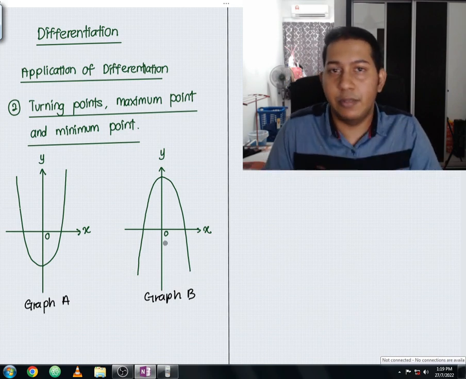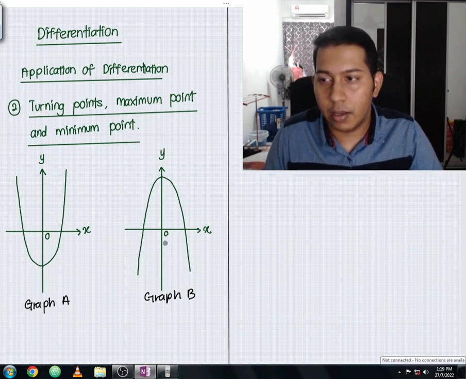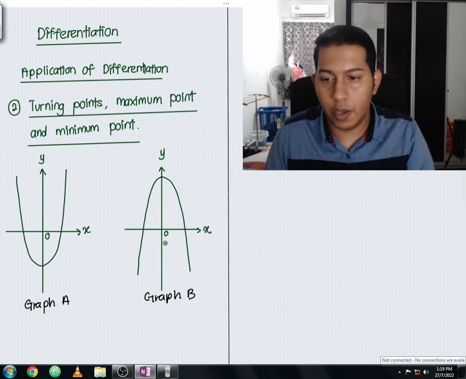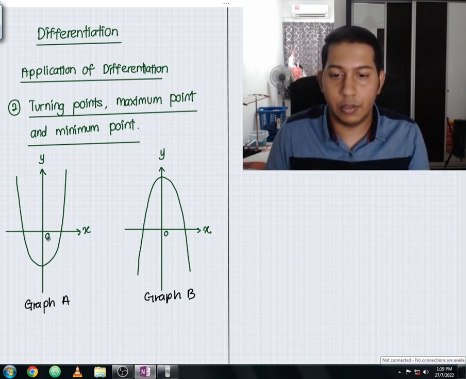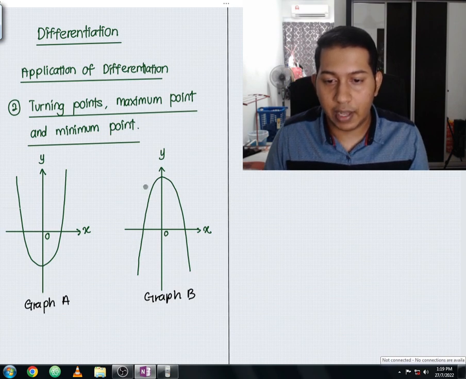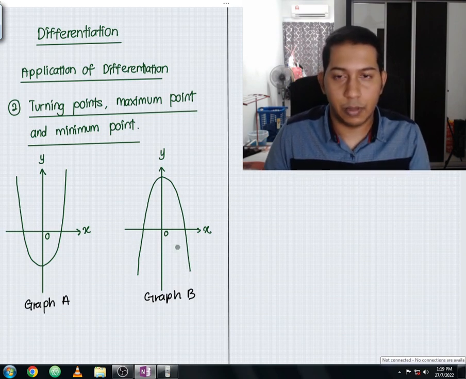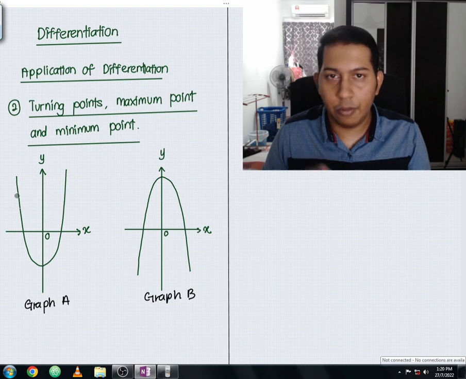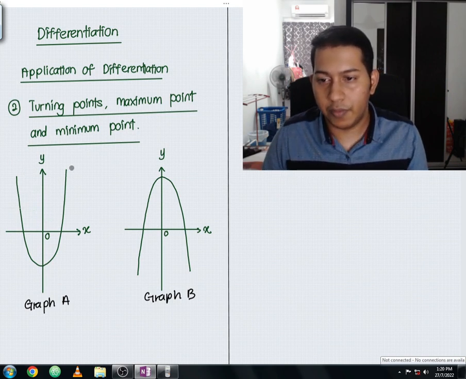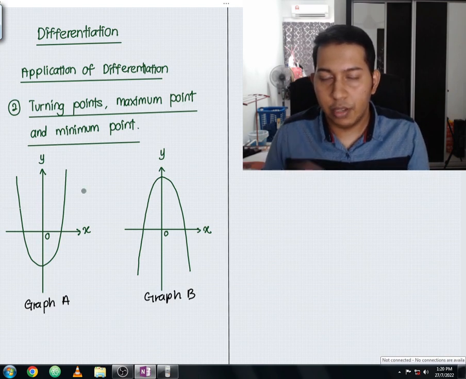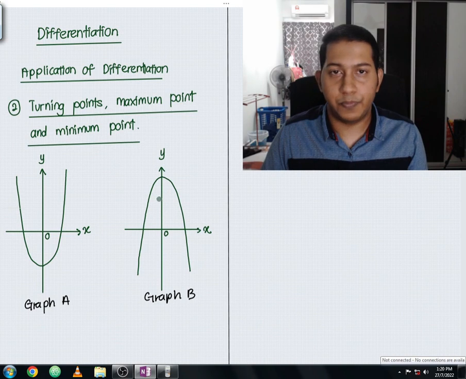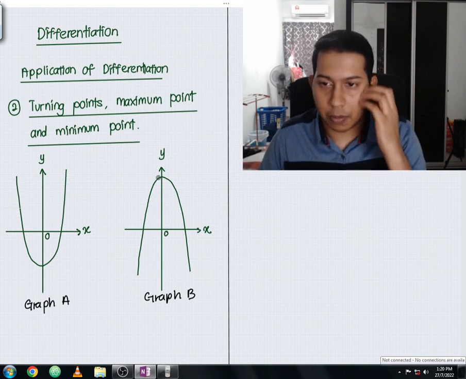The difference between the two is the coefficient a. The coefficient a for graph A is more than 0, whereas the coefficient a for graph B is less than 0. That's how it differs the shape of the quadratic curve. So how can we relate these turning points, maximum point and minimum point, through these two types of graph? I'm going to show you now.